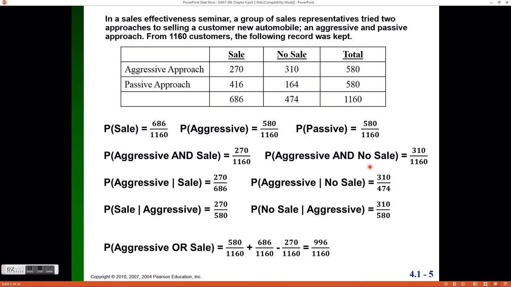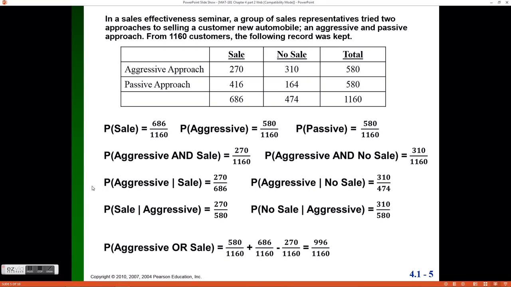A similar calculation is done for the probability of the aggressive approach being used and no sale. Finding the cross-section of that row, aggressive approach, with the column no sale gives me a total of 310 customers with both traits about them. The 310 out of 1160 would be the relative frequency in this case.